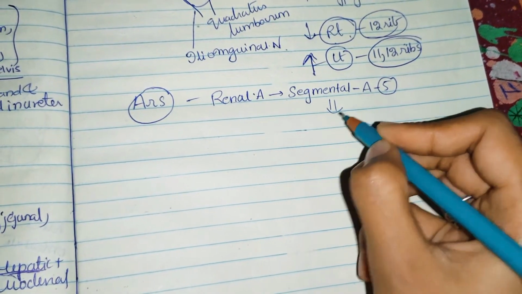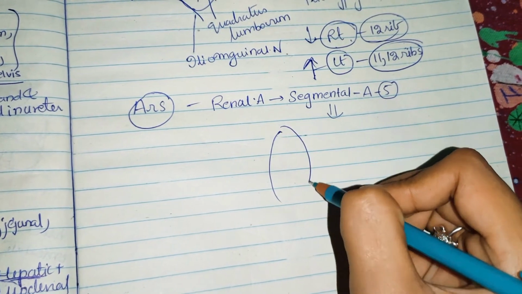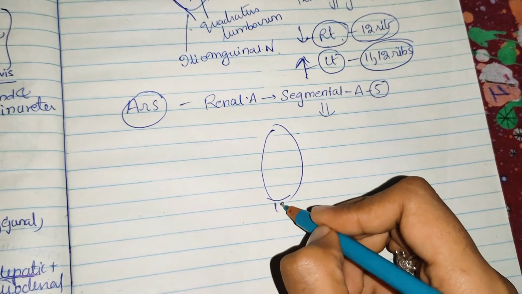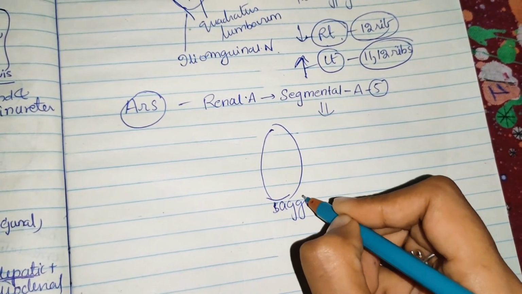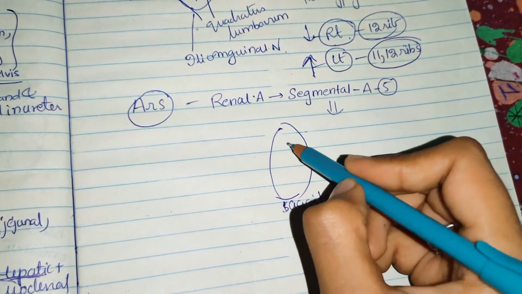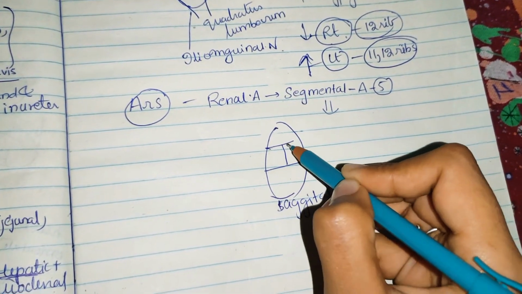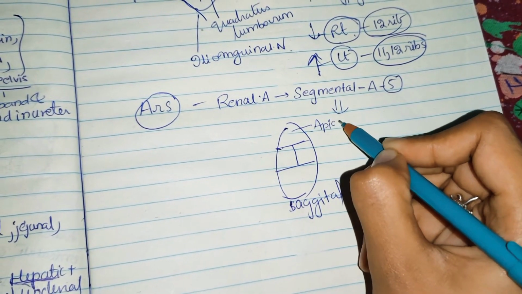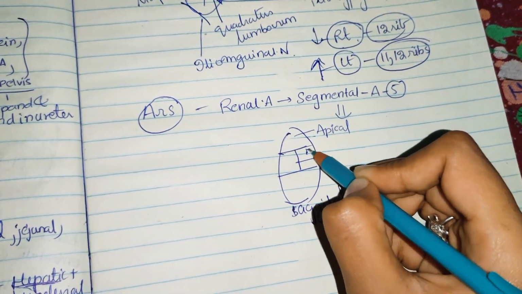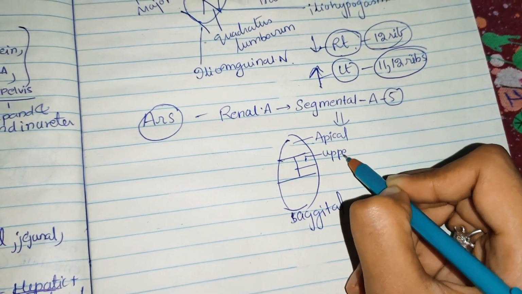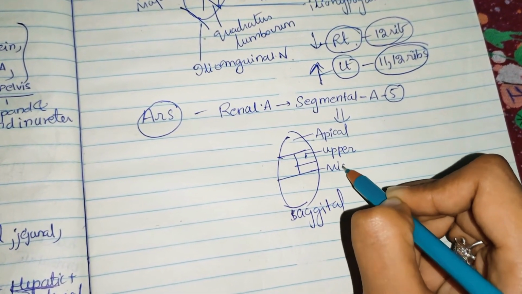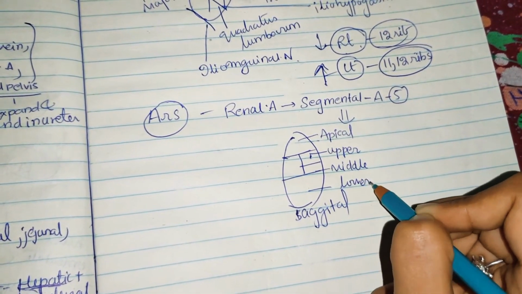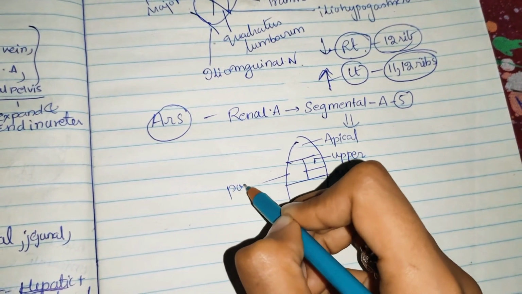For that let us draw a diagram here. For example, this is a kidney and this is its lateral side. Actually, it's a sagittal section. If you draw a sagittal section of the kidney, you can see the 5 segmental arteries. The first one is the apical segmental artery, this is the upper segmental artery, this is the middle segmental artery, and this is the lower segmental artery, and posteriorly you will have the posterior segmental artery.